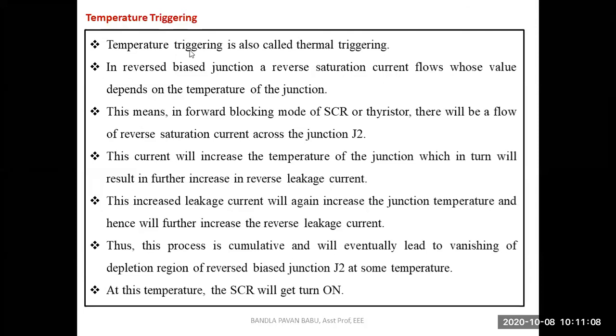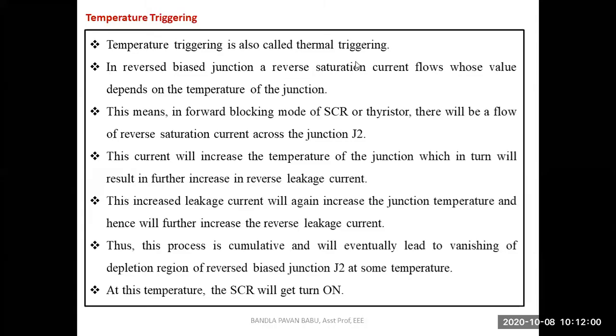Next we will see the temperature triggering. Temperature triggering is also called thermal triggering. In the reverse biased junction J2, a reverse saturation current flows whose value depends on the temperature of the junction. So this is also a fundamental thing. What happens if we increase the temperature of the junction J2? This junction J2 will allow the reverse leakage current. Okay, so this leakage current will be higher.